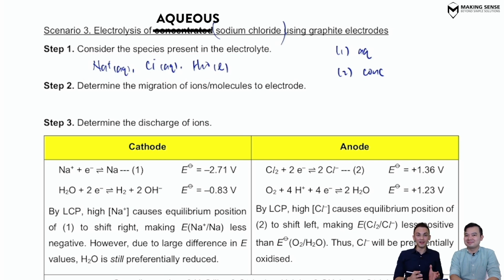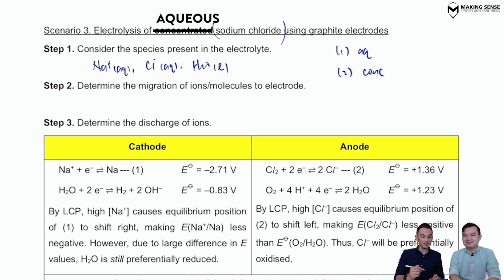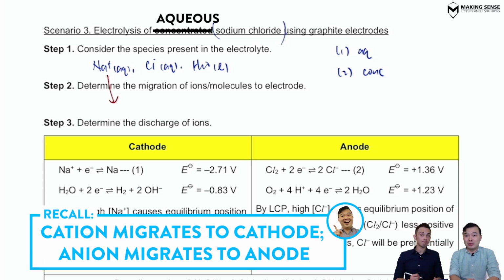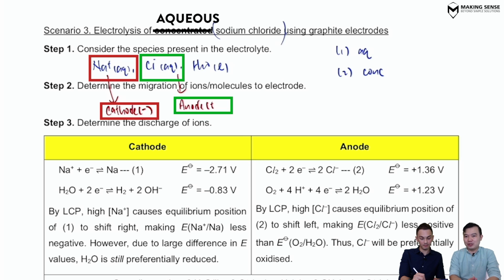Now, after you have identified the species present, next thing is to decide where do they travel to. Just remember, opposite charges will attract. So Mr. Leong, if I'm a cation, where will I go to? So cations always migrate towards the cathode, which is negatively charged, right? Opposite charges attract. So similarly, your chloride ions, your anions, will migrate towards the anode, which is going to be positively charged. Now, water is the solvent, so it's going to be everywhere. So both the cathode and the anode, they'll be present there.